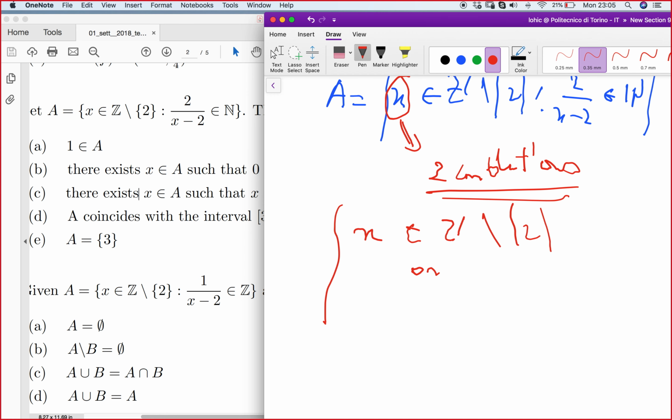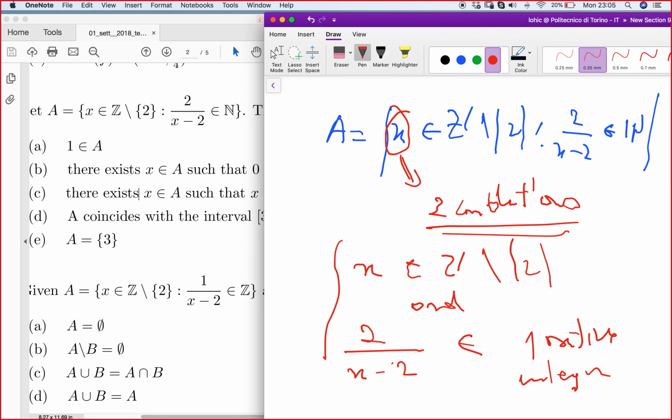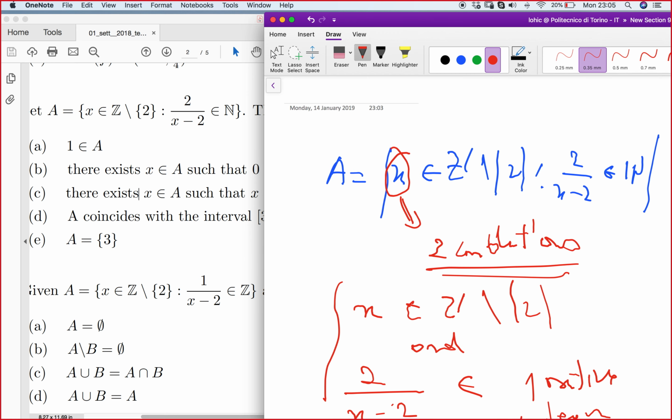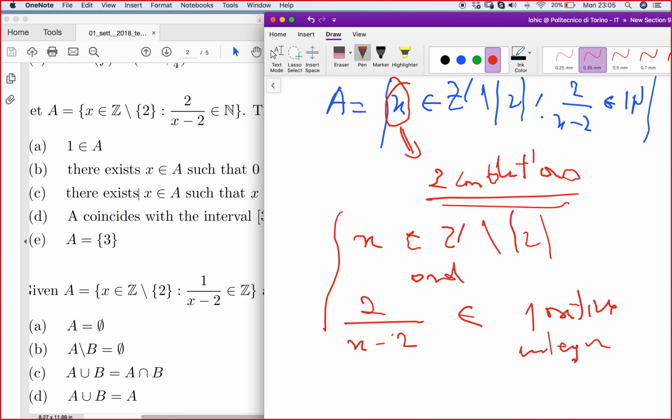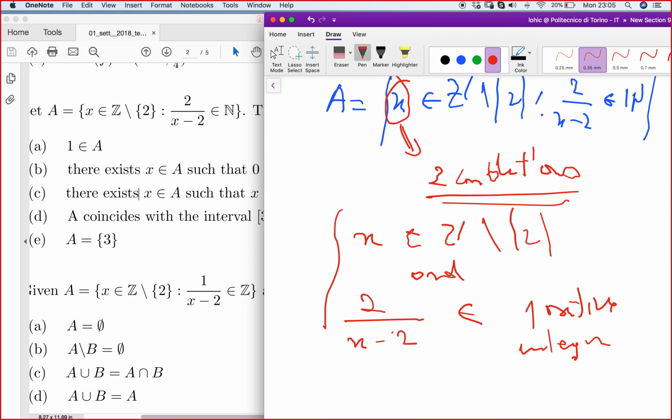And the second condition is that if I do 2 divided by x minus 2, I should get a positive integer, no? A positive integer. Is that so? These are the two conditions. When I give you a set, I give it with conditions. So for a number to belong to this set, it has to satisfy these two conditions.